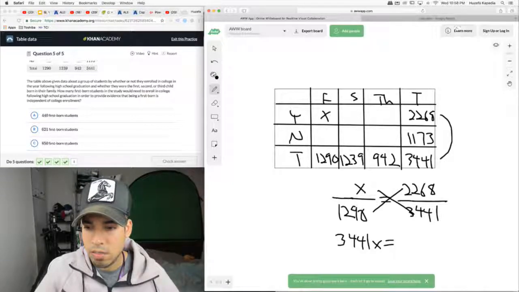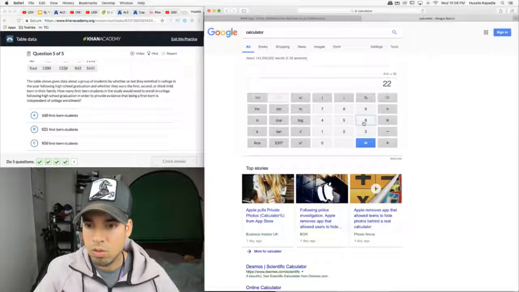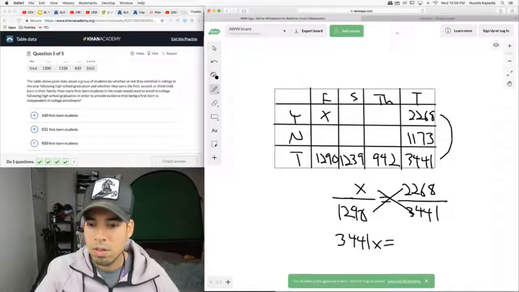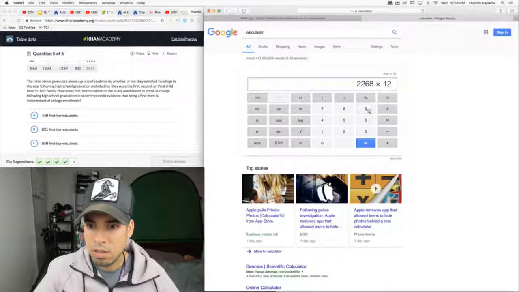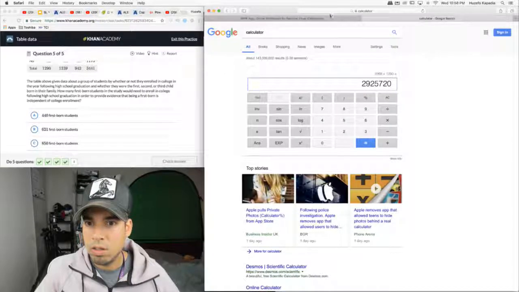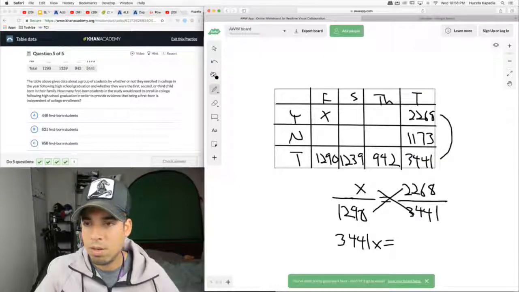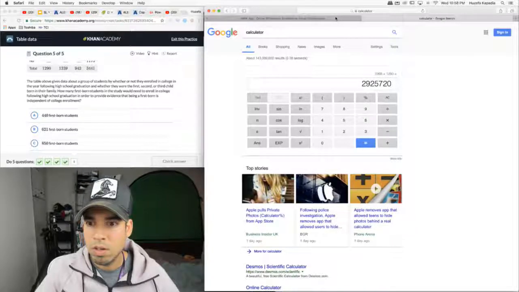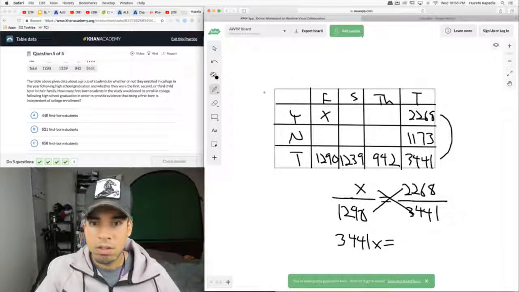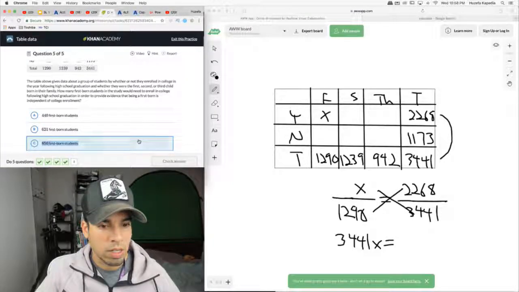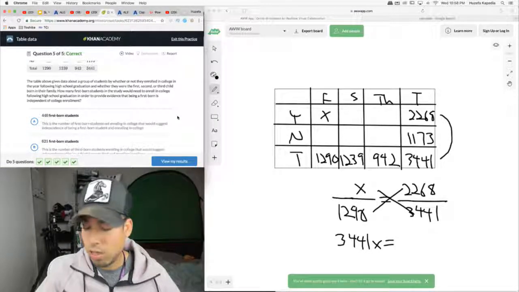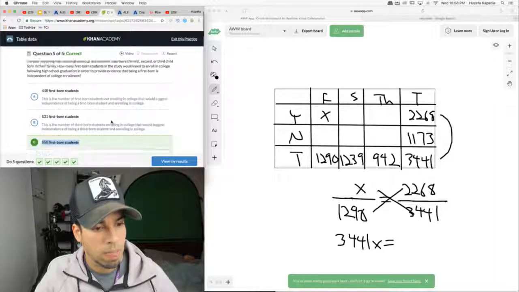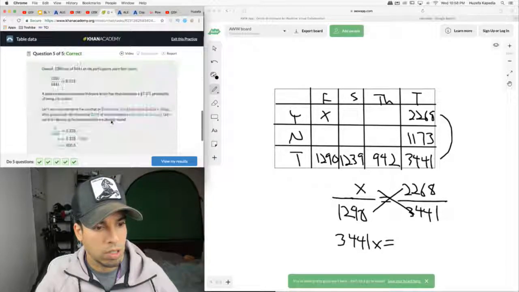3441x equals 2268 times 1290. So it's that divided by 3441. So it should be 850. So 850 should be the answer. Let's see if that's right. This one was tricky, definitely. Okay, so I got it right. And I'm pretty sure that's the logic.